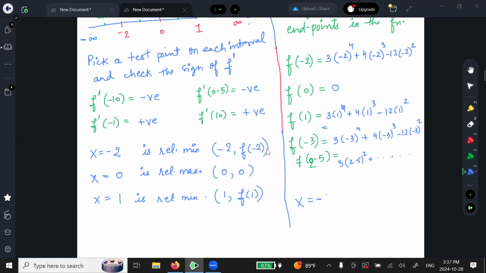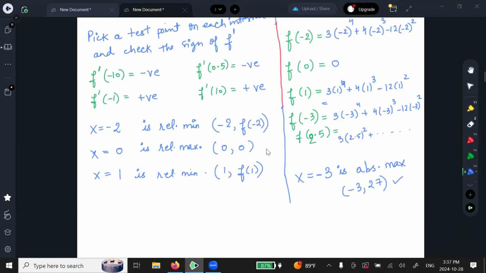Oh, so you got -3 is absolute max. Yeah, so that's right. So -3 and the function value is 27. Right? That's how you write in the exam. Sometimes 2 points will give you absolute max. So that's also correct. What about the minimum?